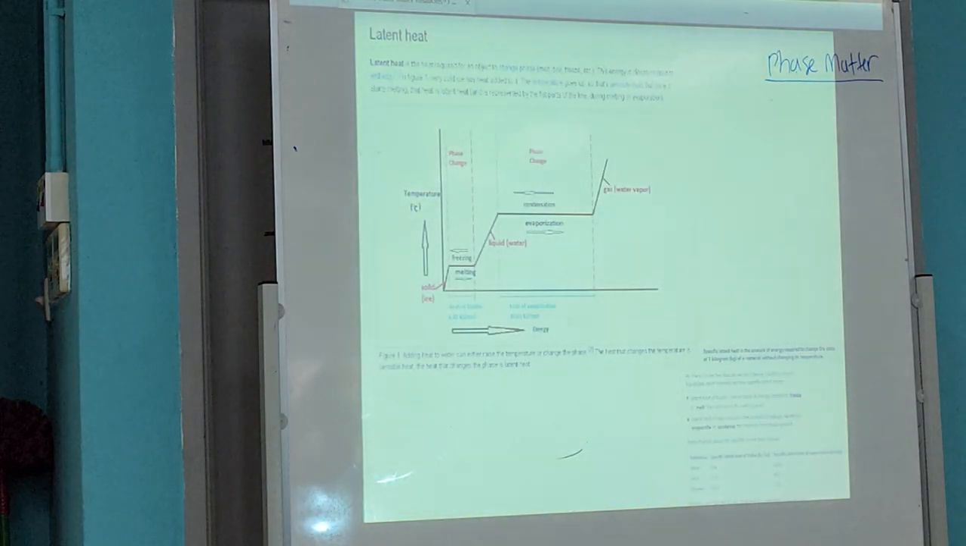Solid, more energy becomes liquid. Liquid, more energy becomes gas. Gas, more energy becomes what? Plasma. It's ionizing matter. You know plasma? Not plasma in your blood, that's a different compound. Plasma is when gas is being given lots of energy, more than it can handle. It is the ionizing state of the matter.